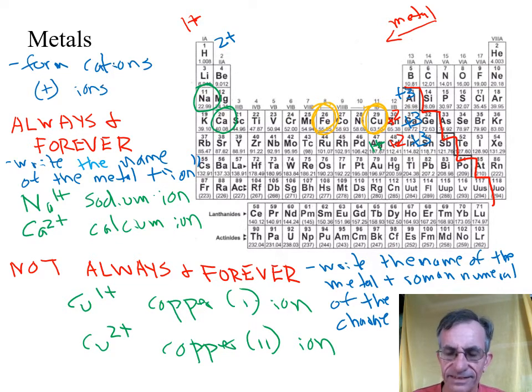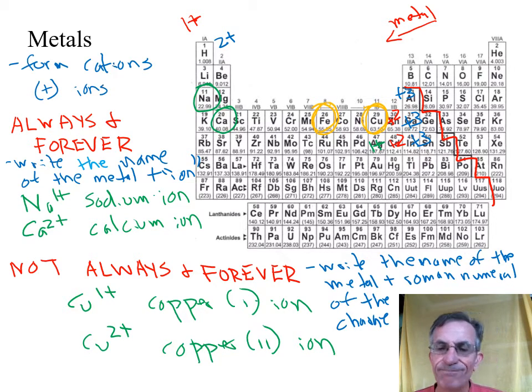All right, there's one other thing I want to tell you about naming cations, and then we'll do a little practice of this. And that is for cations, for the ones that don't always do the same charge, the way I'm going to typically tell you the charge is I'm going to give you a Roman numeral. Roman numeral 1, Roman numeral 2.